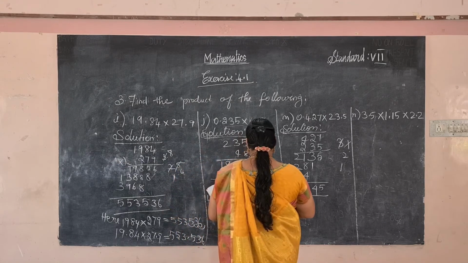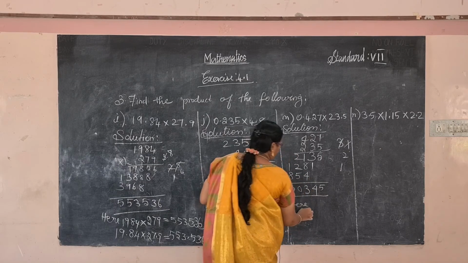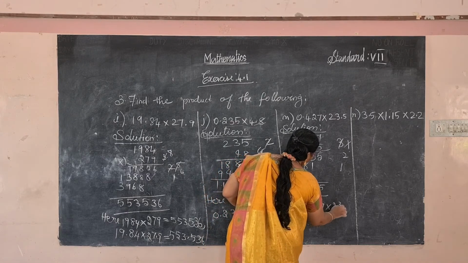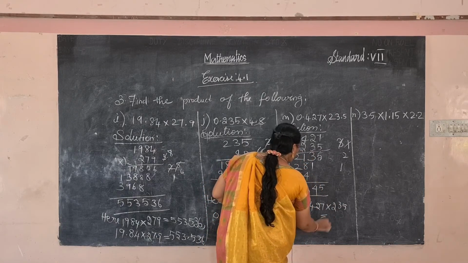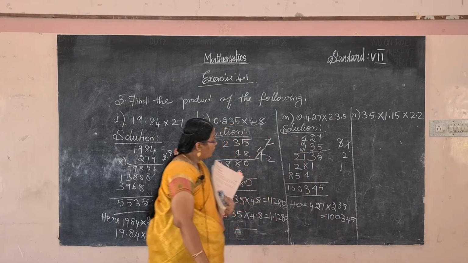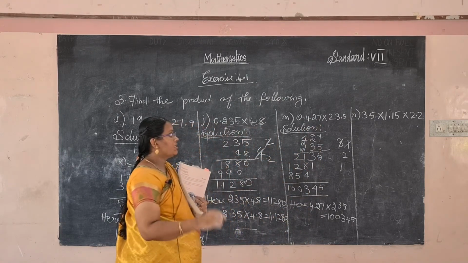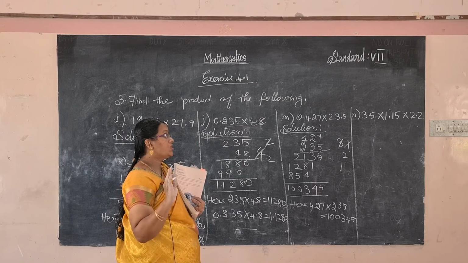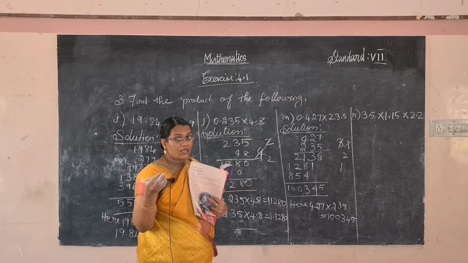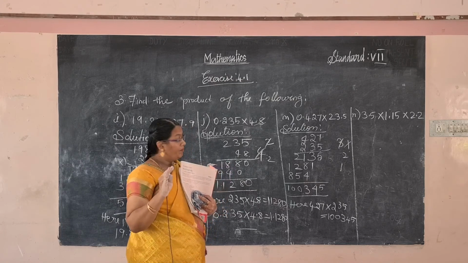Okay, the number here, 427 into 235, equal to what do we get? 1,345. So at the decimal point, how many decimal places in the first number? 3 decimal places, and the second number having only 1 decimal place. So the total number of decimal places is 4. So the decimal point shifted from the right side.